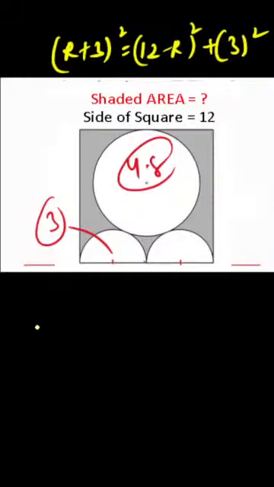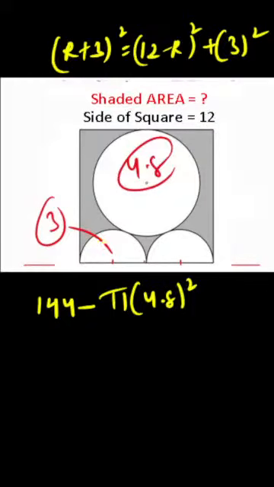Okay, now what else we can do? We can solve for the area of the square, which is 12 square, 144. Subtract the area of this circle, which is pi r square, so pi into 4.8 square. And what about this? This is 3. But there are two semicircles, and combining two semicircles, we can get a circle, right? So it's going to be pi r square. It will be pi 3 square only.